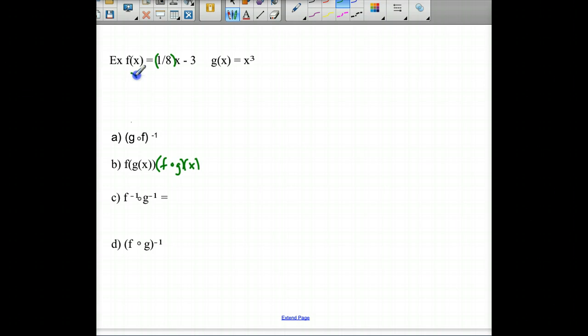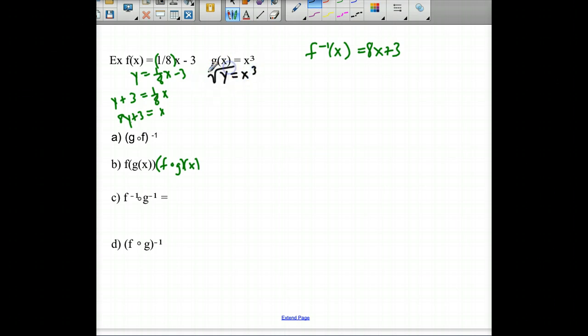So we need the inverse functions of these. Add 3 to both sides, multiply by 8, and switch variables. So the inverse of f is 8x plus 3. Here, solve for x, and switch variables. So the inverse of g is the cubed root of x.